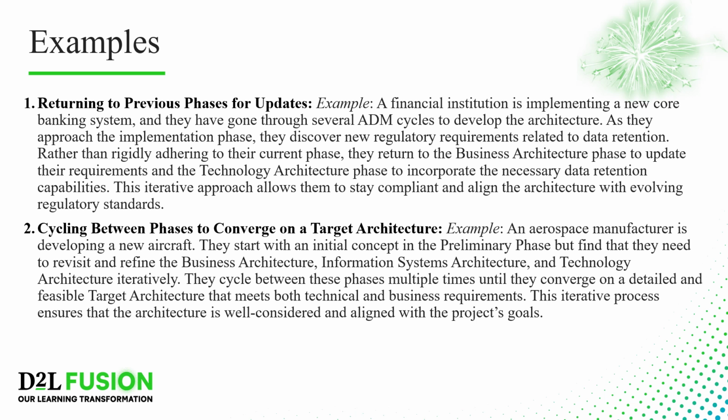The second one is cycling between phases to converge on target architecture. Here, the aerospace company found out that they need to revisit and refine the business architecture, information system architecture, and technology architecture iteratively. They cycle between these phases multiple times until they converge on a detailed and feasible target architecture, which meets both technical and business requirements. This ensures that the architecture is well considered and aligned with their project goals.